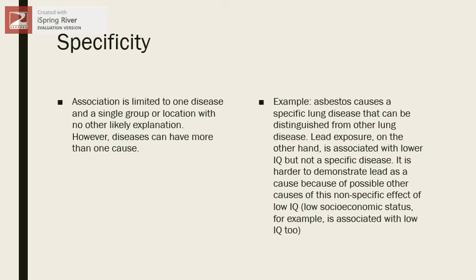But lead exposure is associated not with a specific disease, but with just low IQ. Therefore, it's more difficult to show that lead causes low IQ because lots of other things cause low IQ or are related to low IQ, like low socioeconomic status, for example. So, if the outcome is not specific, low IQ is not very specific, whereas this lung disease that's caused by asbestos, I don't remember the name of it, is very specific. So it's easier to establish a causal relationship for the very specific outcome.